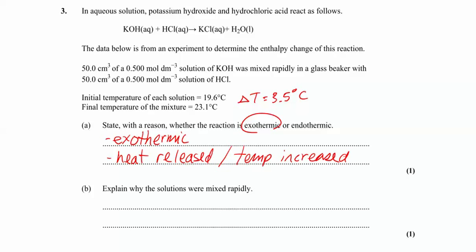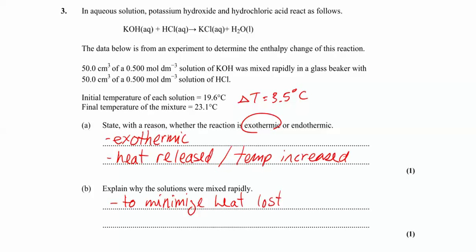Explain why the solutions were mixed rapidly. Well, this is just like the Hess's law experiment we just finished doing, and that is we want the reaction to happen as soon as possible so that we have less heat loss to the surroundings. In other words, we want the reaction to happen quickly so we can measure the total temperature change. Okay, so we simply want to minimize the amount of heat lost.